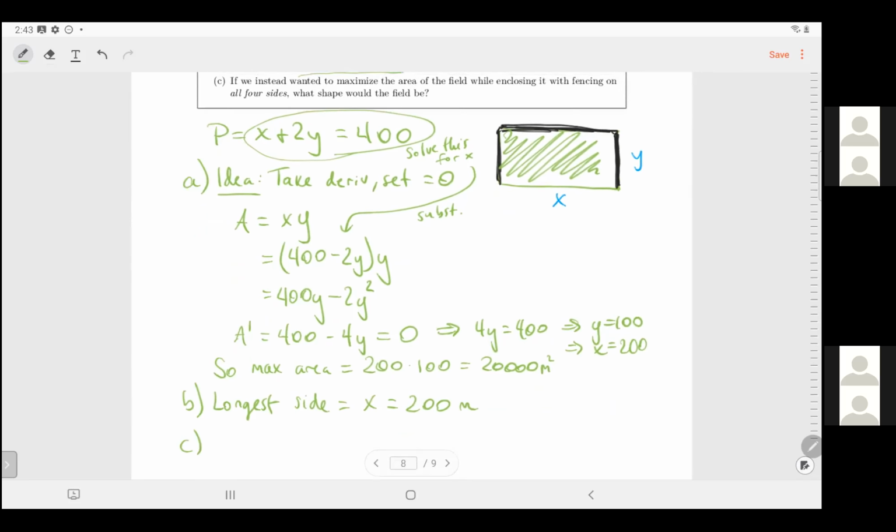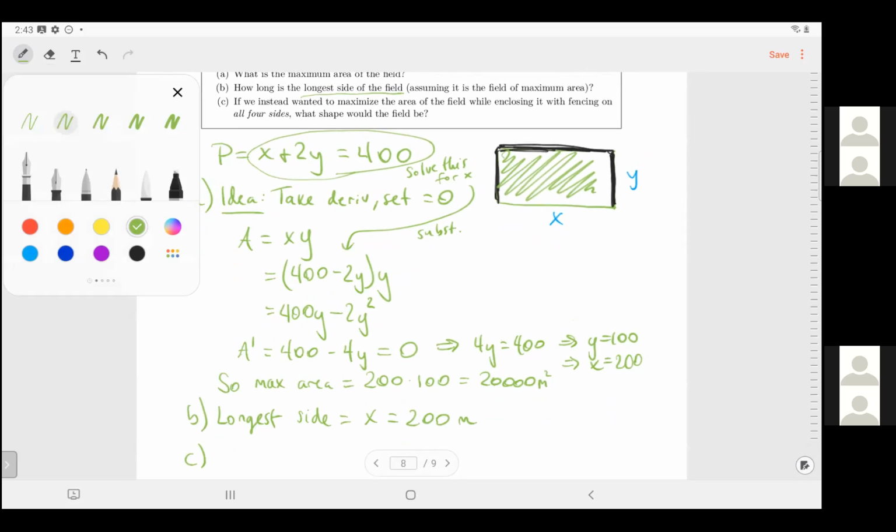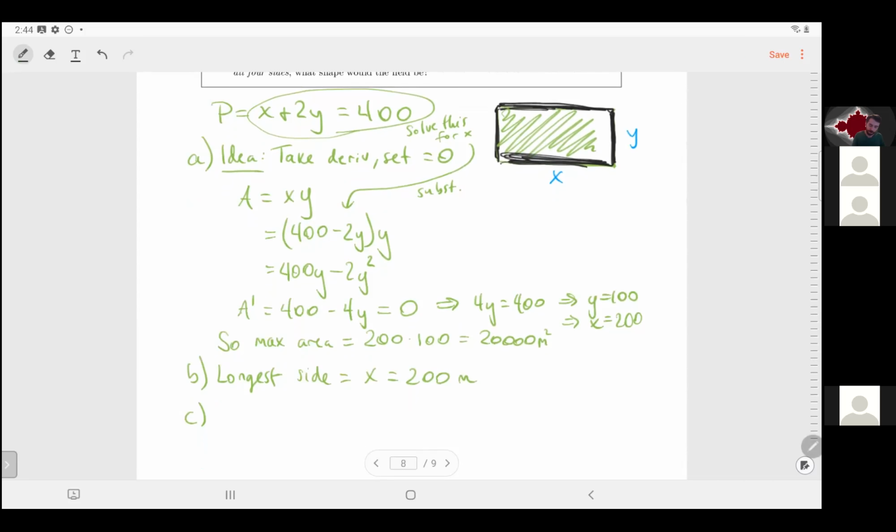Okay, and then more interestingly, what if we instead wanted to maximize the area of the field while enclosing it with fencing on all 4 sides? What shape would the result be? So if I did put fencing here, does anyone have any intuition about what the shape would be? If we wanted to maximize area? So it's actually going to end up being a square.